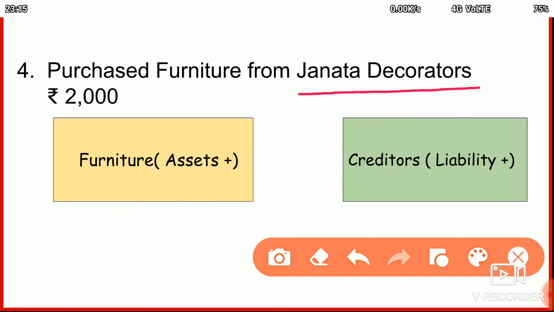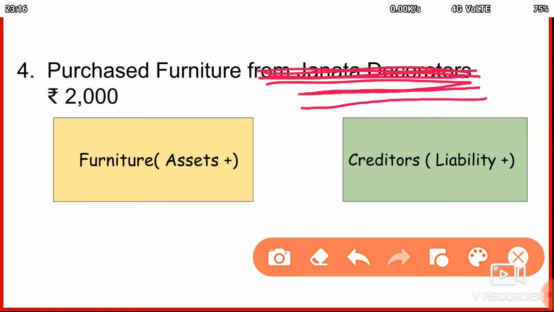So we can say that it is a credit transaction because the name of the creditor is mentioned in this transaction. If the transaction is not clear whether it is a cash or a credit transaction, and the name of the creditor is mentioned, then we assume that it is a credit transaction. But suppose they don't mention the name, then we have to assume that it is a cash transaction. If they write purchase furniture for rupees 2,000 and the name is not mentioned, then we will assume that it is a cash transaction.